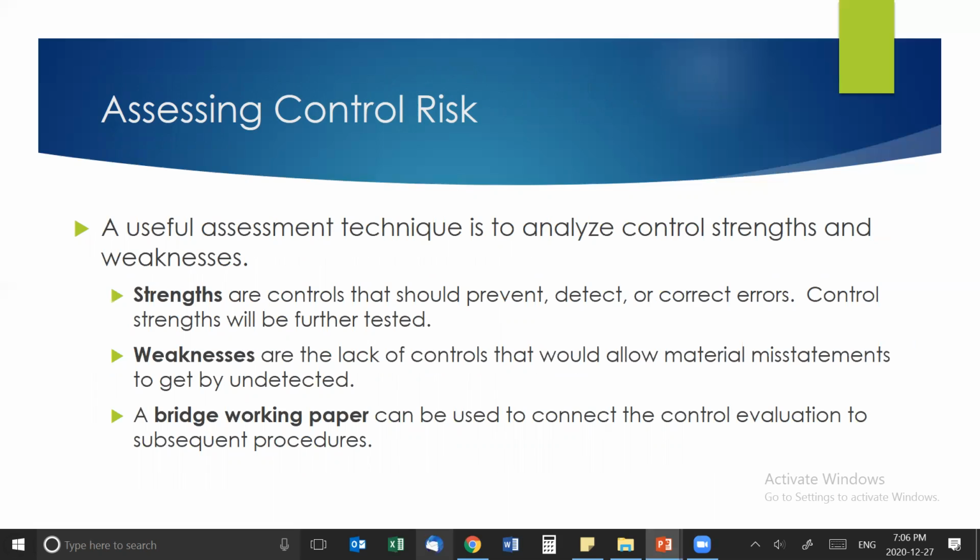When assessing control risk, a good way to analyze the control strengths and weaknesses is to look at all the strengths. The strengths are the controls that should prevent, detect, and correct errors. If the auditor decides to test controls, they're going to test the strengths. The weaknesses are where there's a lack of controls that would allow material misstatements to go undetected. So you're going to analyze and document those. Then you can have a working paper to connect the control evaluation and say these are the strong controls, and then you can set up the procedures for them if you decide to test controls.